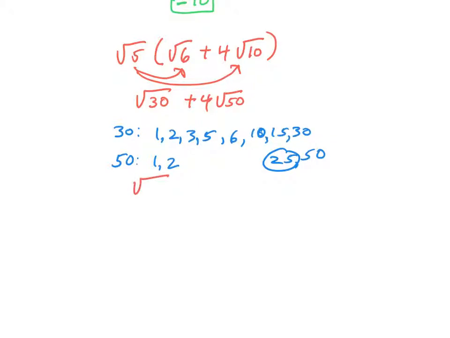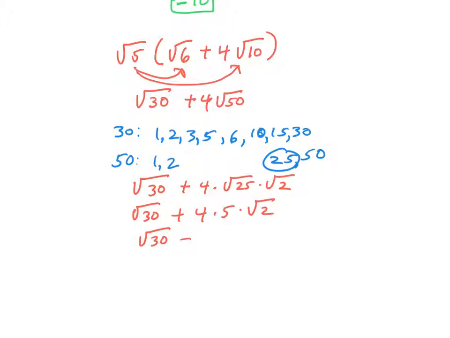So let's go ahead and do that. So we'll get square root of 30, that we're going to leave alone, plus 4 times square root of 25 times square root of 2. And we'll get square root of 30 plus 4 times 5 times square root of 2. And that's going to be square root of 30 plus 20 times square root of 2.